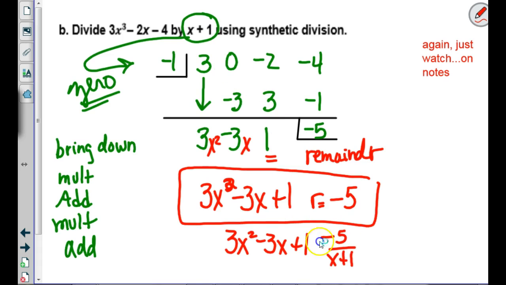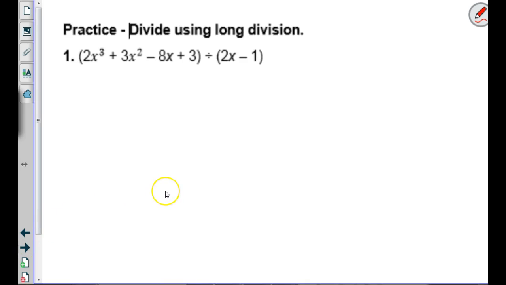Yep. Is that the same thing we had a minute ago? Okay. I don't know about you, but I'd always choose synthetic if I could. Okay? You can't. Remember, it said it's only if it's x minus a number or x plus a number. What we're dividing by here has a 2 out in front, so we have to do long division. Everybody ready to try this one?